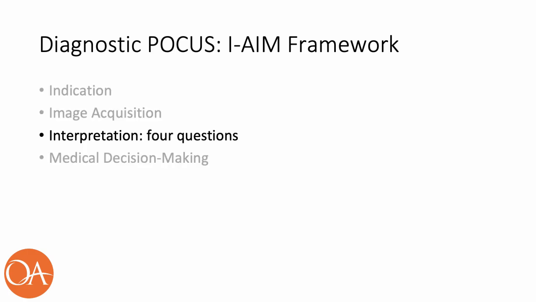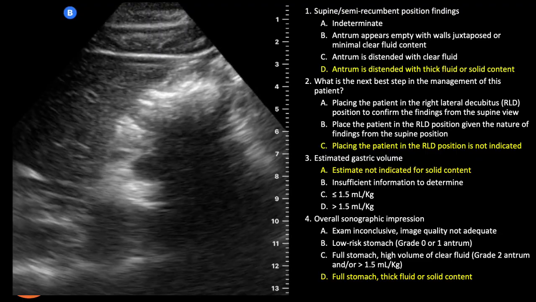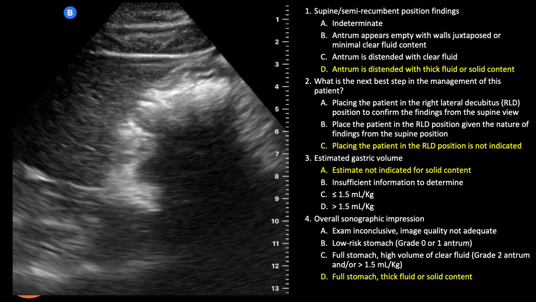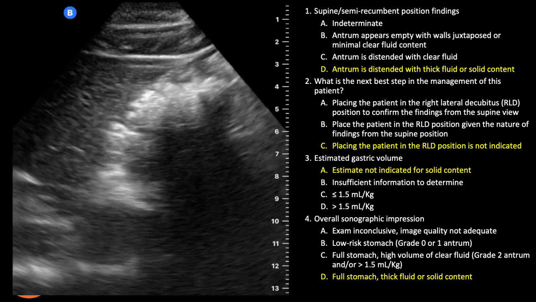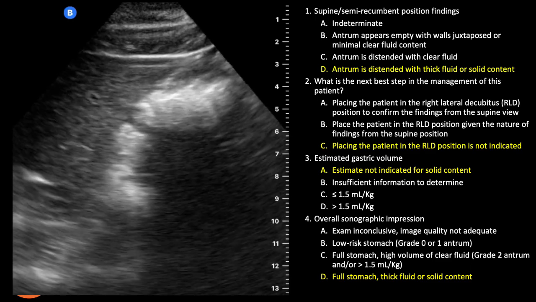Interpretation. The focused gastric ultrasound exam sought to answer 4 questions. Let's now recap the answers to those questions for our patient. For our patient's gastric ultrasound exam, the best answers were: 1. With the patient supine, the gastric antrum appears distended with thick fluid or solid content.